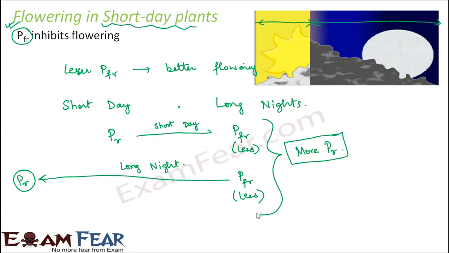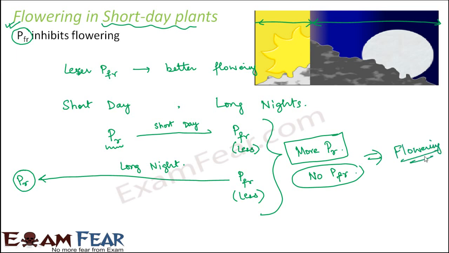Correct? So at the end of both these conversions, what are you left with? You already were left with some PR here. Now you also get so much of PR. So you have more PR and almost no PFR. So since no PFR, hence flowering. So therefore the flowering happens only when the days are short and the nights are long.